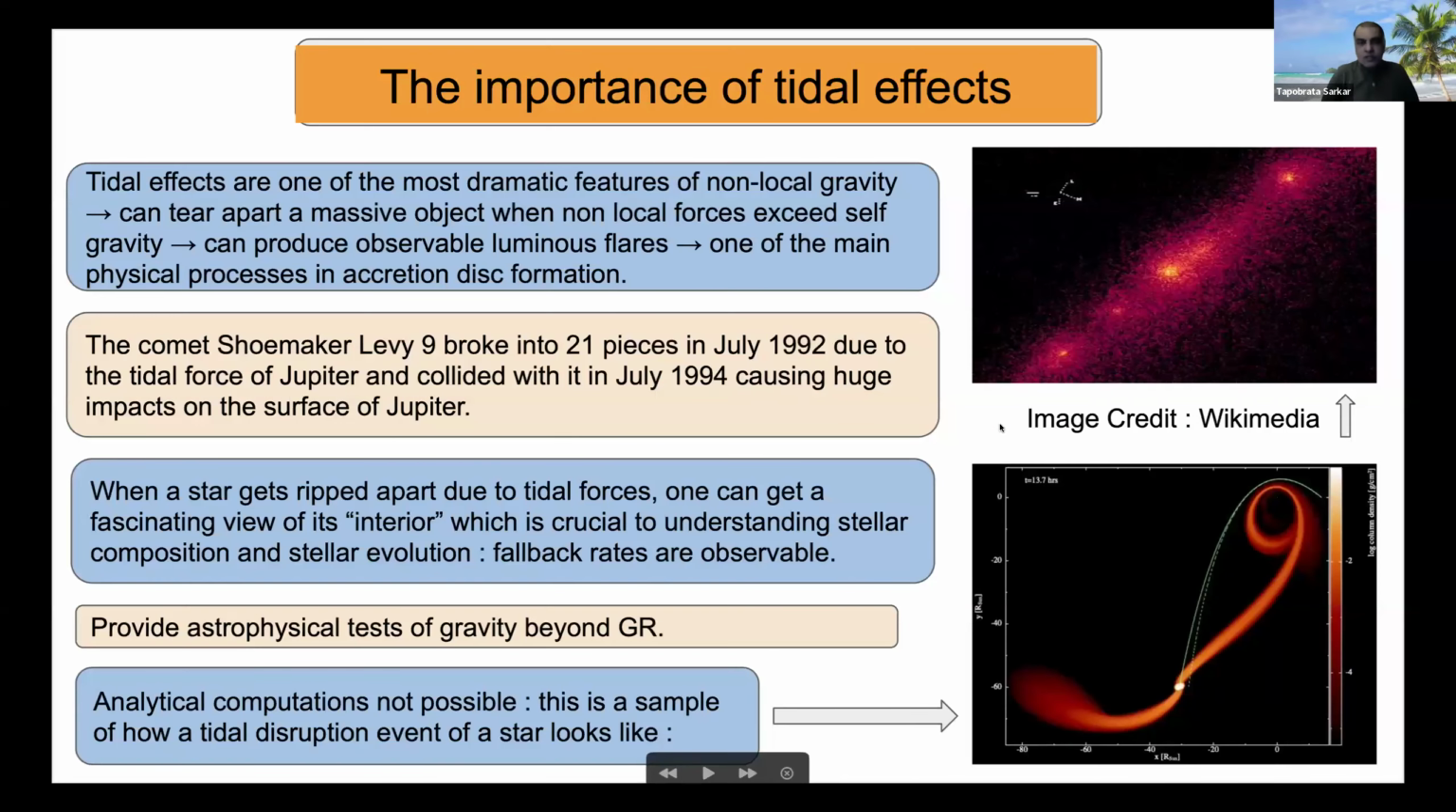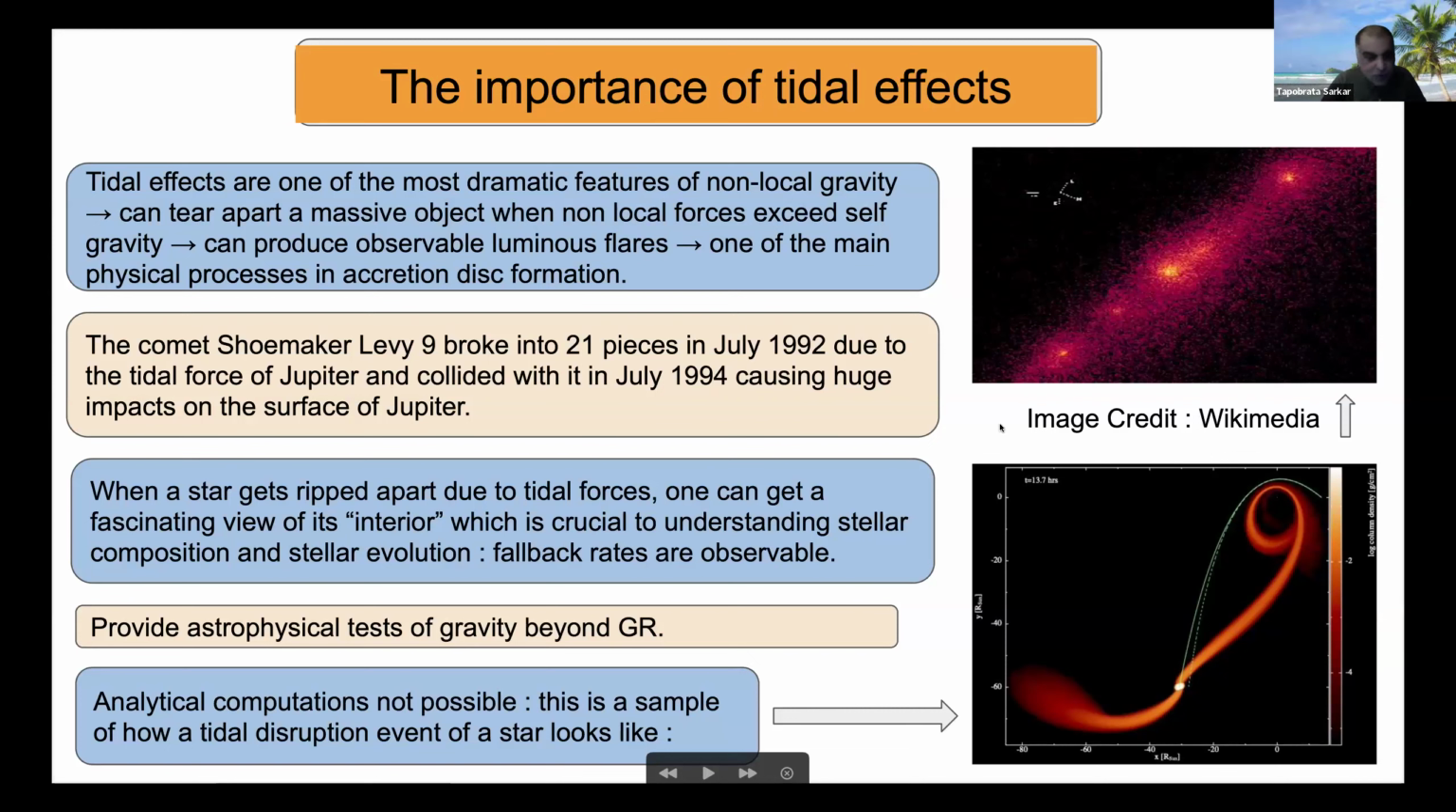Now let me first talk about the importance of tidal effects. Tidal effects, as I told you, are one of the most dramatic features of non-local gravity, and they can tear apart a massive object when non-local forces exceed the self-gravity of that object. The important thing is that these can produce observable luminous flares. These tidal effects, as you all must know, are one of the main physical processes in accretion disk formation. Accretion disks have been very well studied, and studies are still going on. I won't say they are fully understood.